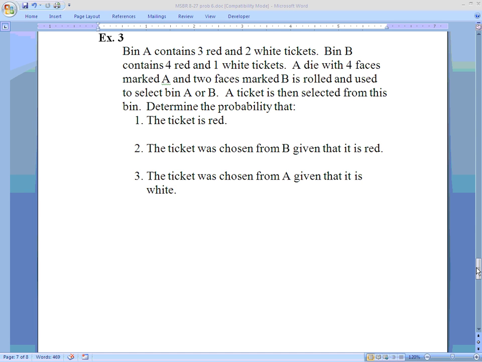For this one, we are only going to do questions 1 and 2. You're welcome to do 3 on your own. We've got a bin A, which contains 3 red and 2 white tickets. And then we've got bin B, which contains 4 red and 1 white ticket. A die with 4 faces marked A and 2 faces marked B is rolled and used to select bin A or B. A ticket is then selected from this bin. Determine the probability that, number 1, the ticket is red.